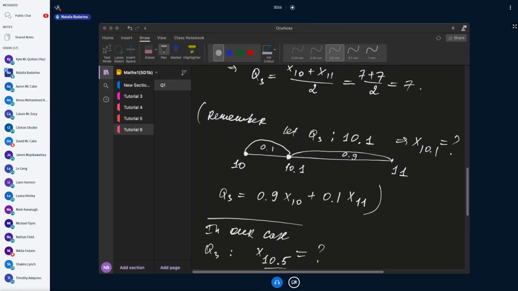It is very important to put the right weights. How do we decide this? We draw this picture and see that 10.1 is close to 10. So I take not 0.1 but 0.9 of x10 because it is close to 10. And because it is far away from 11, I take only 0.1 of x11. Okay? Any questions?